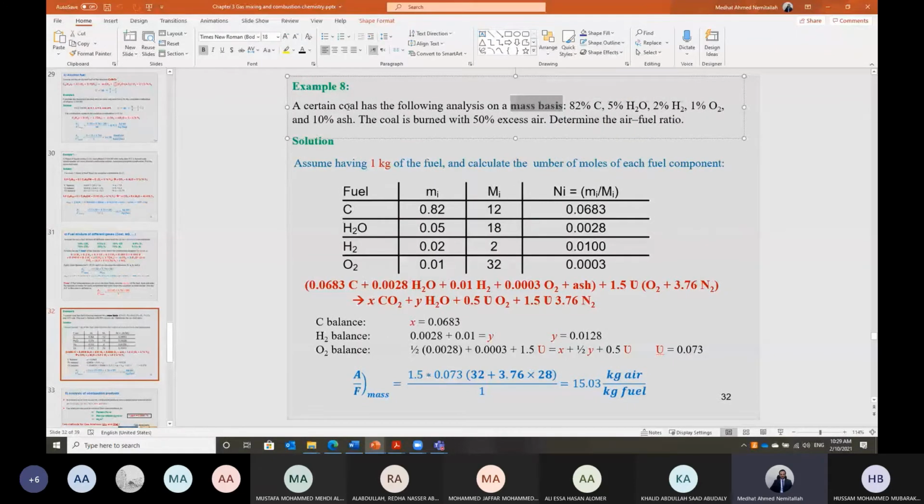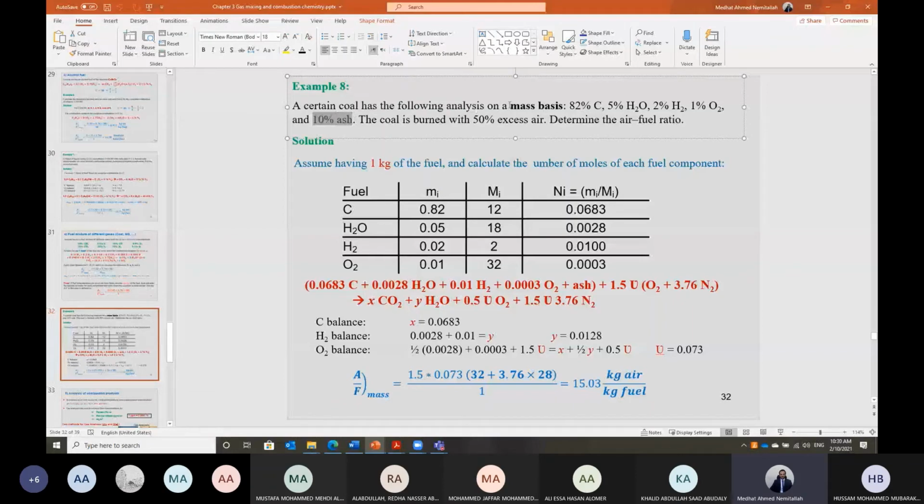Let's see an example where the concentrations are given on a mass basis. So let's consider a fuel. We have a certain coal fuel with the following concentration. We have 82% carbon, and we have 5% H2O, 20% hydrogen, and we have 1% oxygen, plus 10% ash. Ash is the solid salty component in the fuel. It is not an element, it is just a salty component. It does not come into the reaction. We don't include it in the combustion equation.